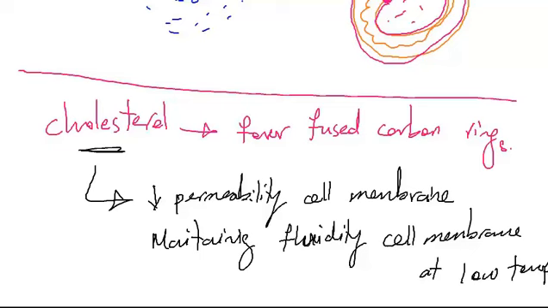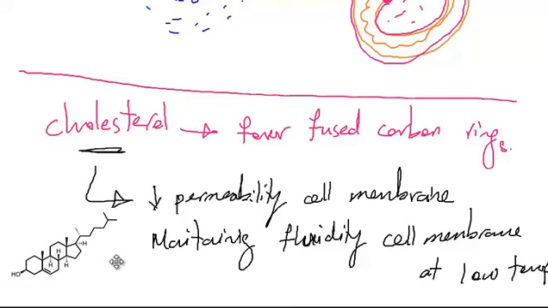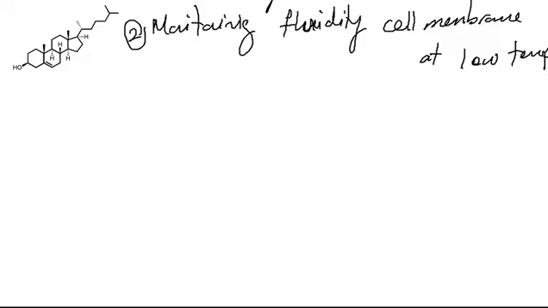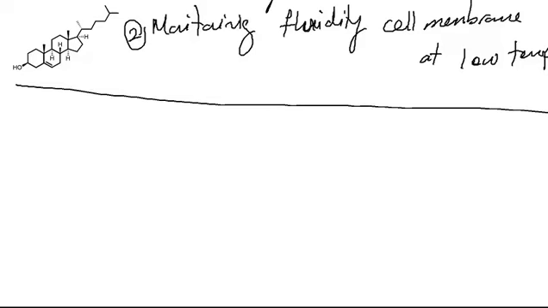And here I'm going to show you an example of a cholesterol molecule. So there we go. You can see that we have 4 carbon rings, and again its function is to, 1, decrease permeability of the cell membrane, and 2nd, maintain the fluidity of cell membrane at low temperatures. The next component of plasma membrane are the proteins.